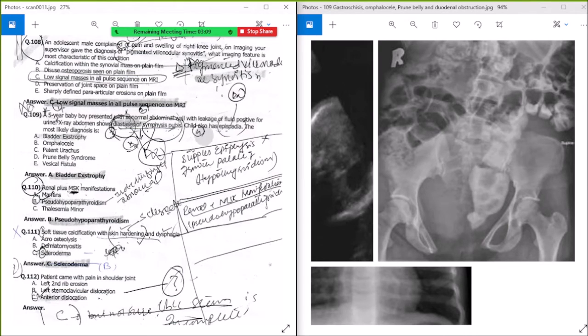A 5-year-old child with abdominal wall leakage of fluid positive for urine. There is diastasis of the pubis, and the child also has epispadias. Most likely diagnosis is bladder exstrophy.